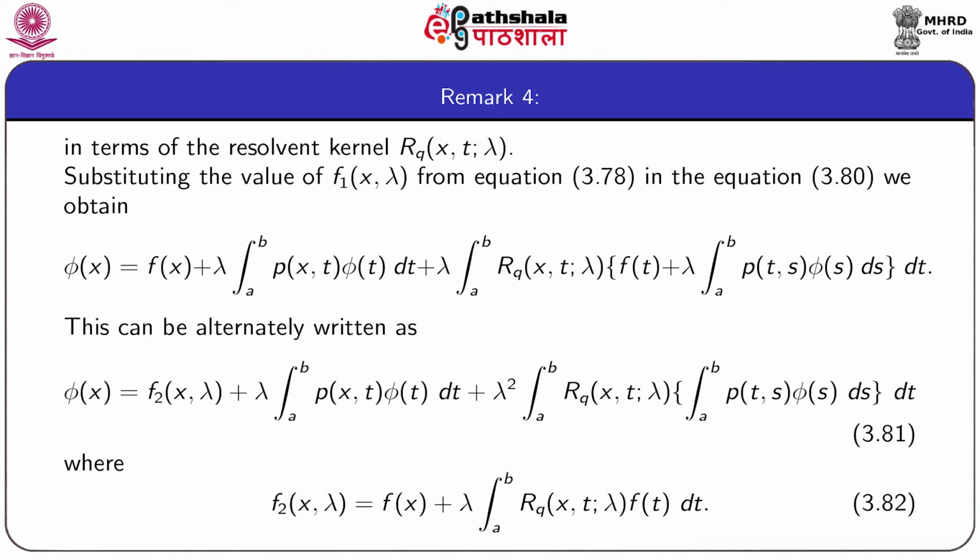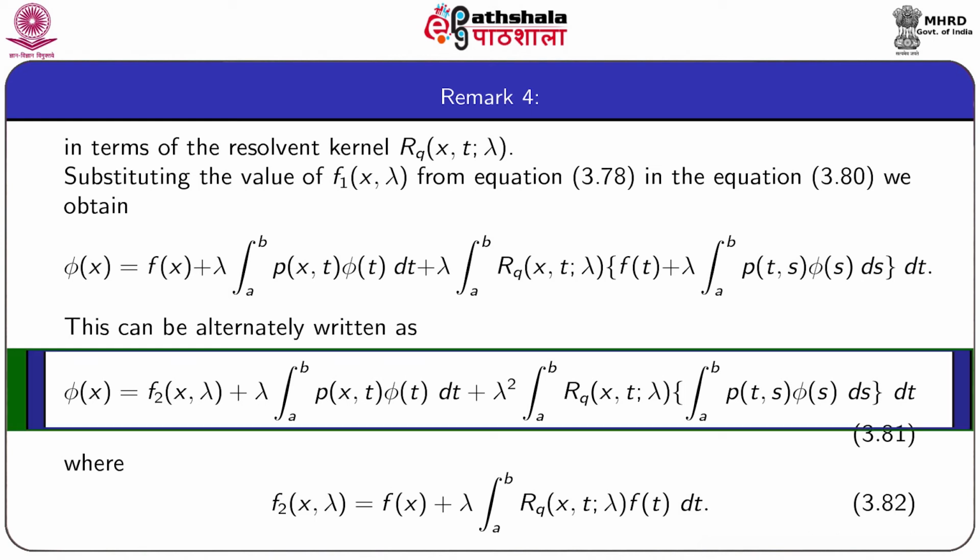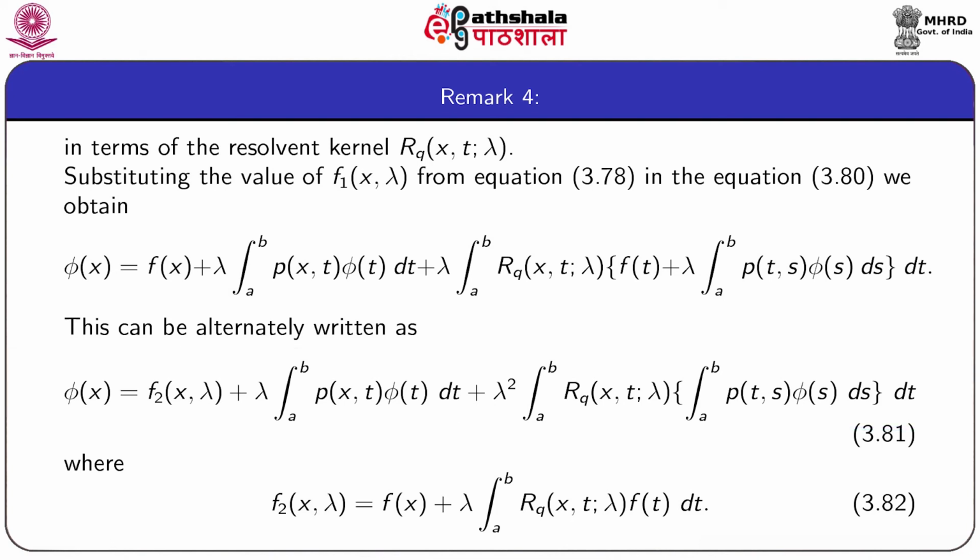Now if I write f(x) plus lambda integral a to b r_q(x,t,lambda) into f(t) dt as f2(x,lambda) as given by 3.82, then this expression can be alternately written as phi(x) equal to f2(x,lambda) plus lambda integral p(x,t) phi(t) dt plus lambda square integral r_q(x,t,lambda) into integral p(t,s) phi(s) ds dt, as given by equation 3.81.